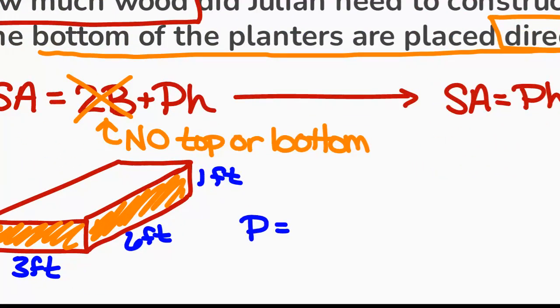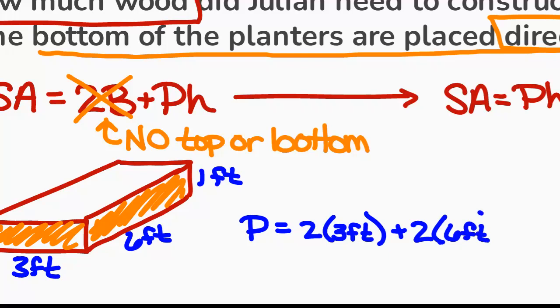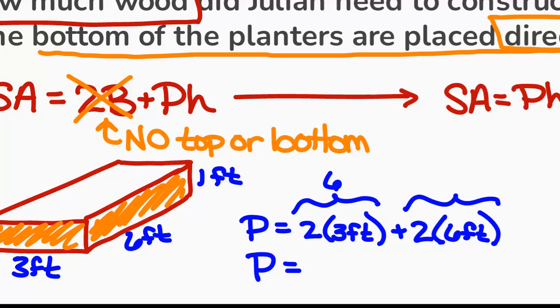Well, the perimeter, I have 2 sides that are 3 feet each, and I have 2 sides that are 6 feet each. So what would the perimeter be then? What is 2 times 3? 6. And 2 times 6? 12. So then I add those together. So my perimeter is 18 feet.